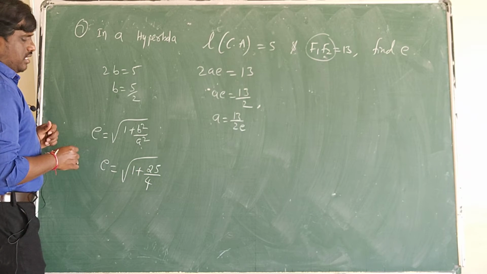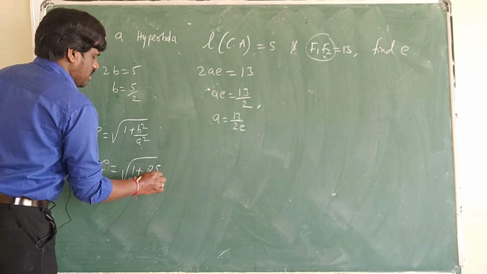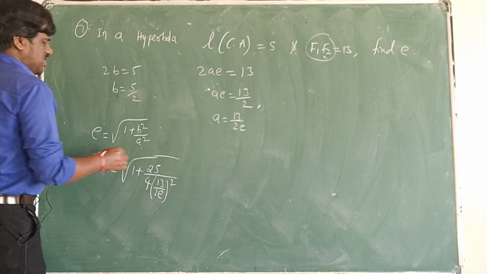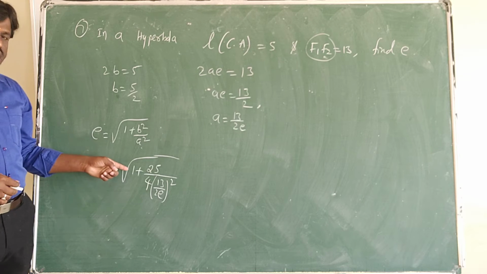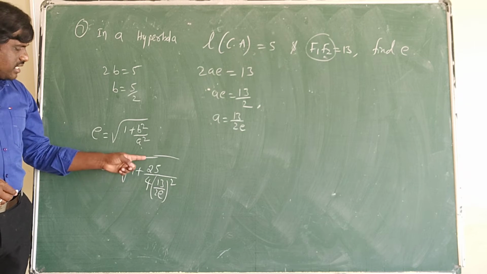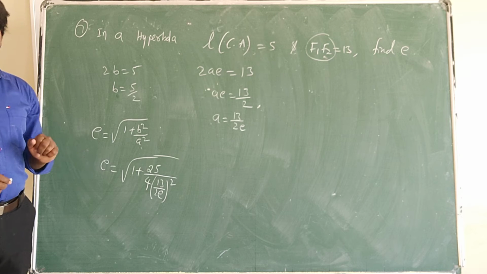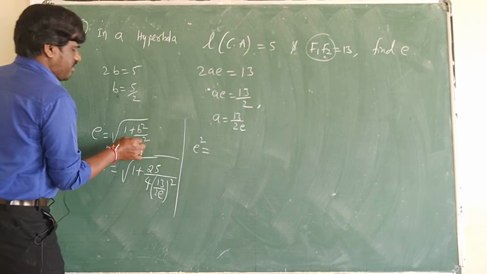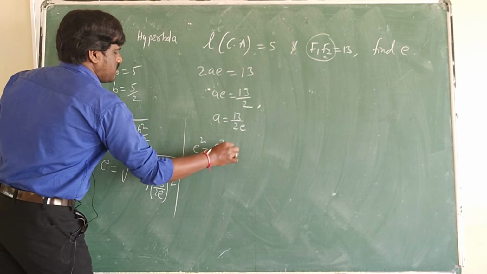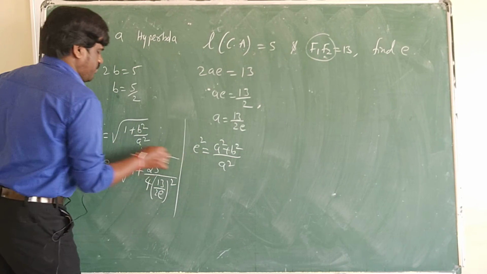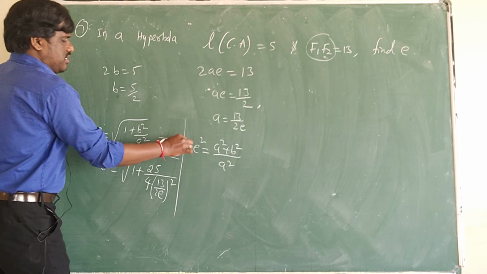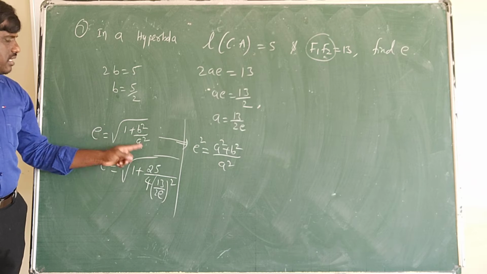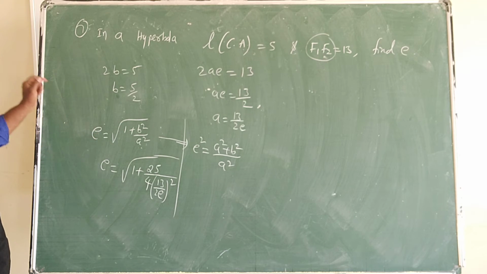And A square, A square means what? 13 by 2E whole square. See, if you are getting difficulty, you do one thing: squaring on both sides, E square value. Directly you remember that E square is equal to A square plus B square upon A square, as I gave this formula also. If you are confused with this, you remember it like this. You can take A square LCM, A square plus B square upon A square, under root. E square.